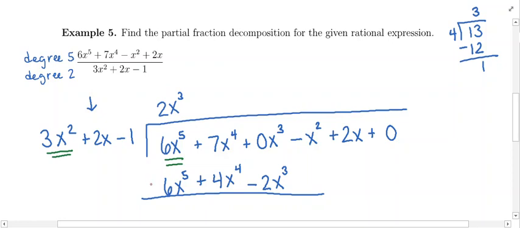So that means I'm going to change the sign of everything. The 6x to the 5th is going to be negative now. The 4x to the 4th is going to be negative now. And the negative 2x cubed is going to turn positive. That's what happens when I subtract it out.